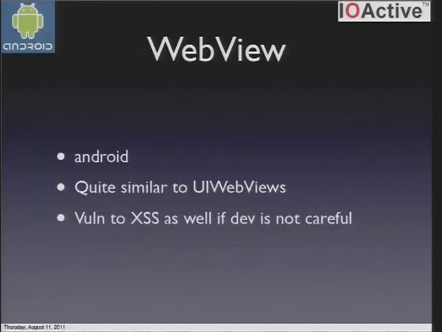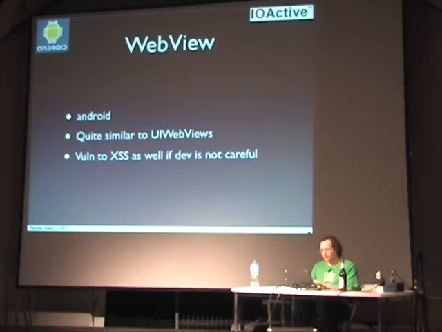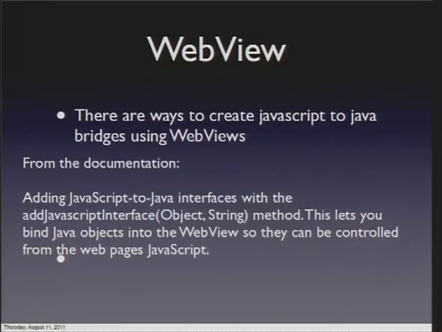On Android, it's kind of similar. They have this thing called WebView, which is exactly the same thing. It can be vulnerable to cross-site scripting if people aren't careful. They have bridges; there's a way to do bridges from Java to JavaScript. This is documented. They call it addJavascriptInterface. And if you look at the documentation, there's actually a really cute note in there which says, be very careful because there are some security concerns here.